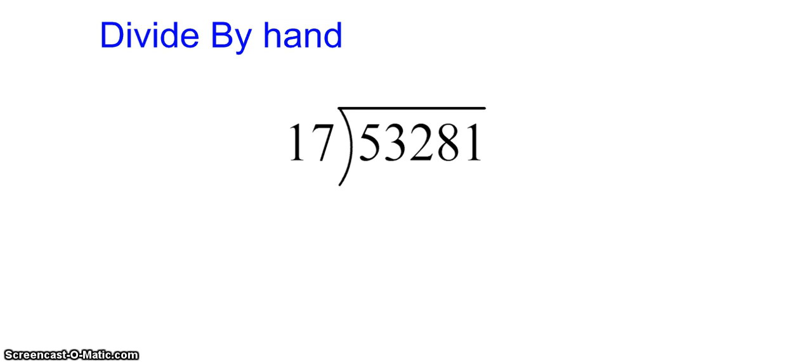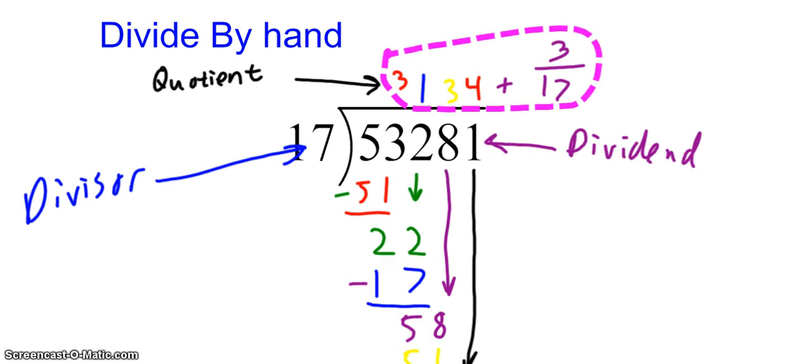I want you to take a minute and see if you remember how to do long division of numbers. So pause the video and try to divide this. Unpause when you are ready to check your work or when you are stuck. No, do not use a calculator. Okay, so you should have ended up with 3,134 plus 3/17.